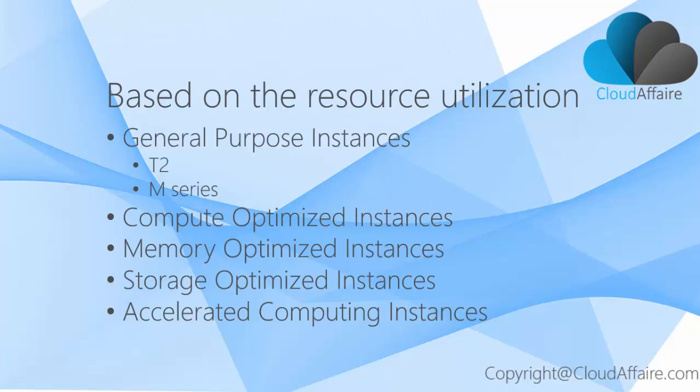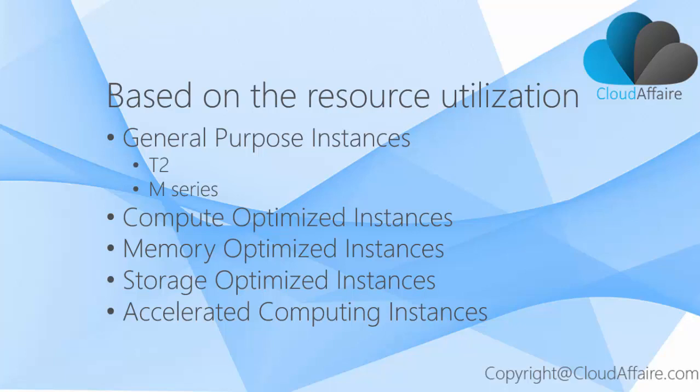Based on CPU, memory, and network optimization, first are general purpose instances. T2 instances provide baseline level CPU performance with the ability to burst to a higher level when required. When you create a T2 instance, CPU credits are earned on a per-hour basis, and these CPU credits can be redeemed for burst performance within a 24-hour time frame.